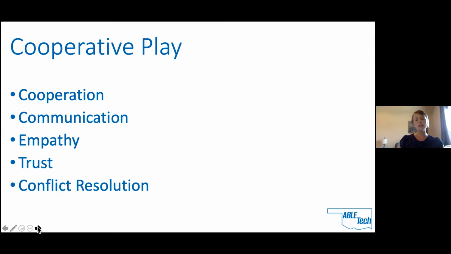You can't get cooperative play until you have gone through all of these other phases of play, so don't be expectant of that. If your kiddo cannot do solitary play, definitely not going to cooperative play. If he can't do associative play, he's not going to cooperative play. So these are building blocks on one another, and cooperative play is the highest building block.